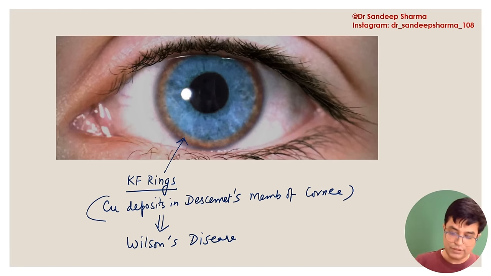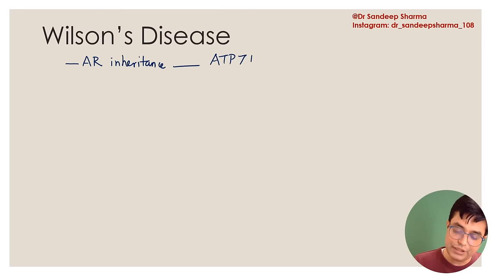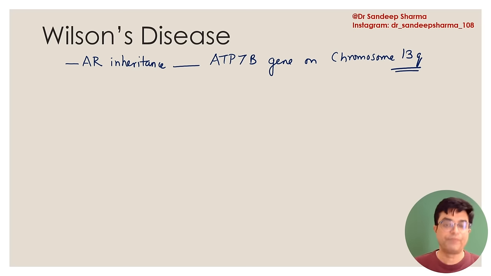Now, a few points about Wilson's disease. Wilson's disease is also known as hepatolenticular degeneration. What is the type of inheritance? It shows autosomal recessive inheritance. What is the gene involved in Wilson's disease? We have the ATP7B gene, which is present on chromosome 13. Short arm or long arm? Long arm of the chromosome, so chromosome 13q. What is the earliest organ to be involved? The earliest organ to be involved in the patient is the liver.